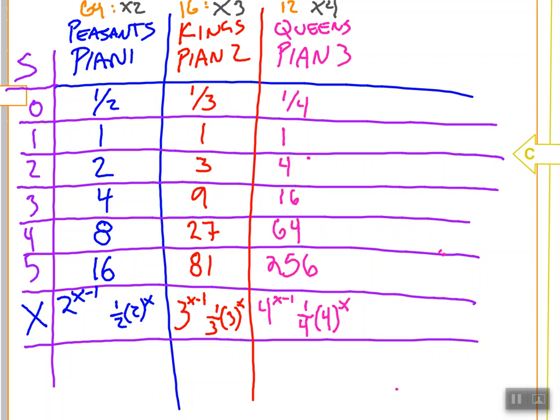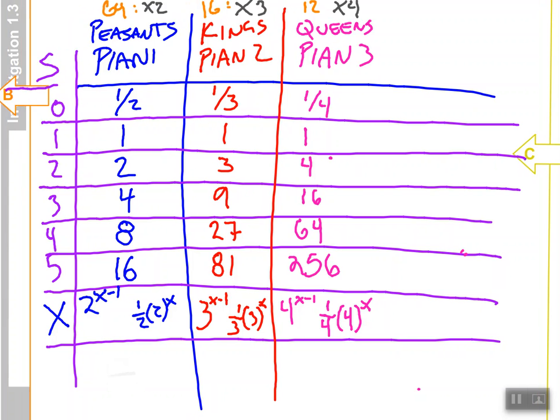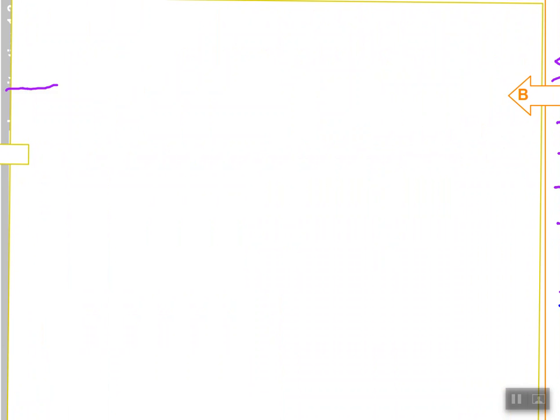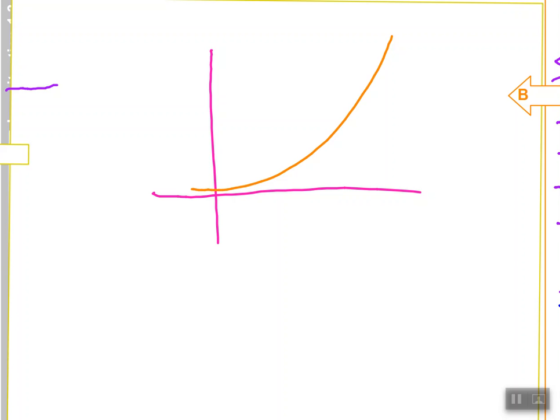So I'll be very specific. I want one grid. I want exactly one grid. I do not want you to make multiple grids. I want you to make one grid. And on this one grid, you will have multiple curves. And it's not going to look like that. I did that on purpose. Does that make sense? You're going to have one curve for the peasant's plan, one curve for the king's, and one curve for the queen's. And please use different colors. That'd be great. Okay?